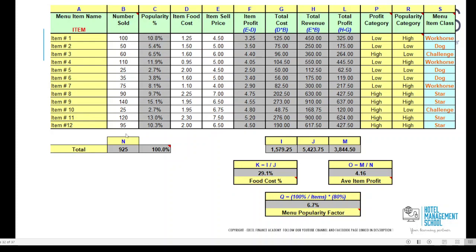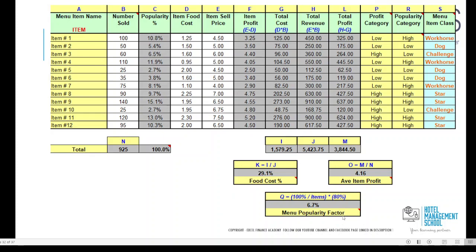So it's 12 items. So total 925 divided by, I think, 12, divided by 80%, and then based on that you will get the percentage of the items. And then, let's say the menu popularity factor here is 6.7%, which is 100% divided by the number of items, which is 12, times 80%. 80% means that we want to cover the top 80% items, not every item, right? So that's how we get the popularity index.